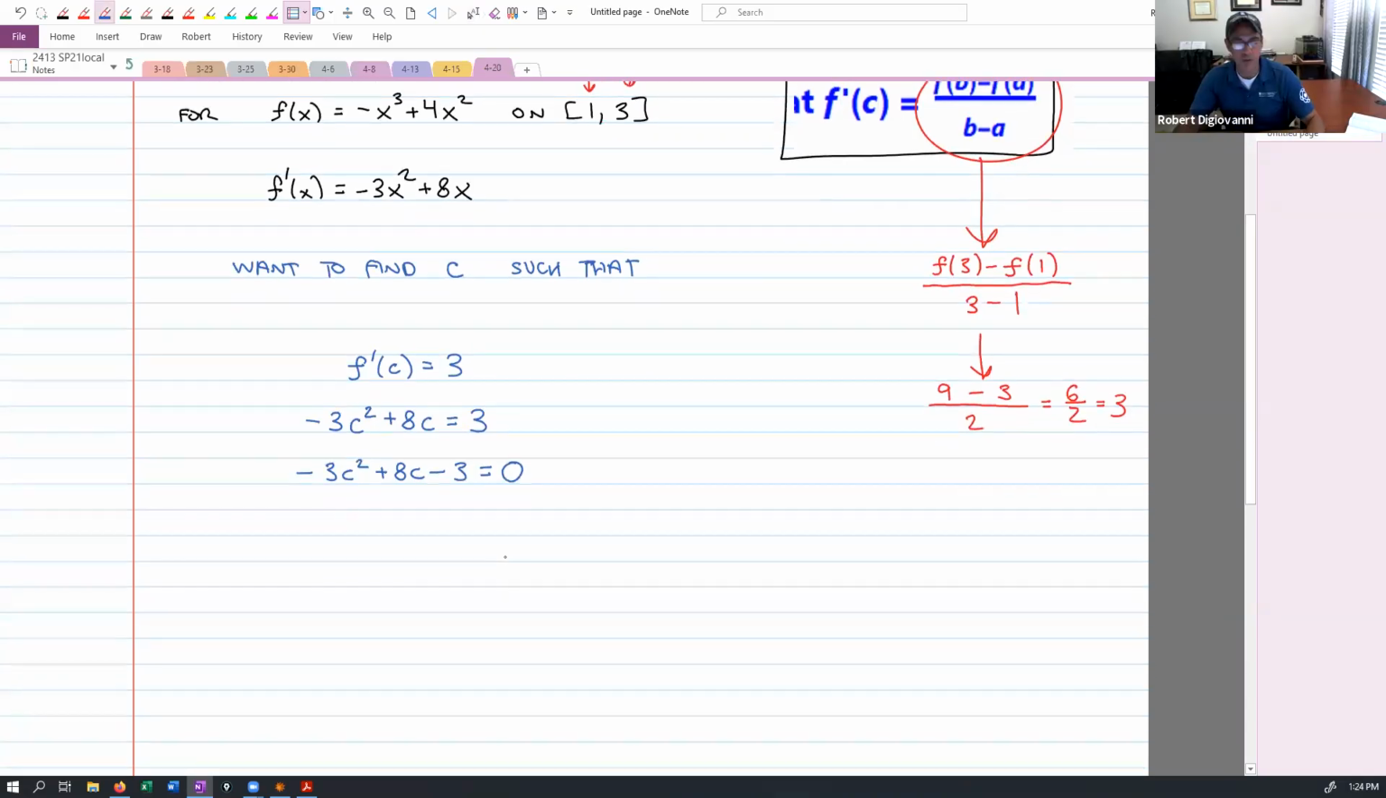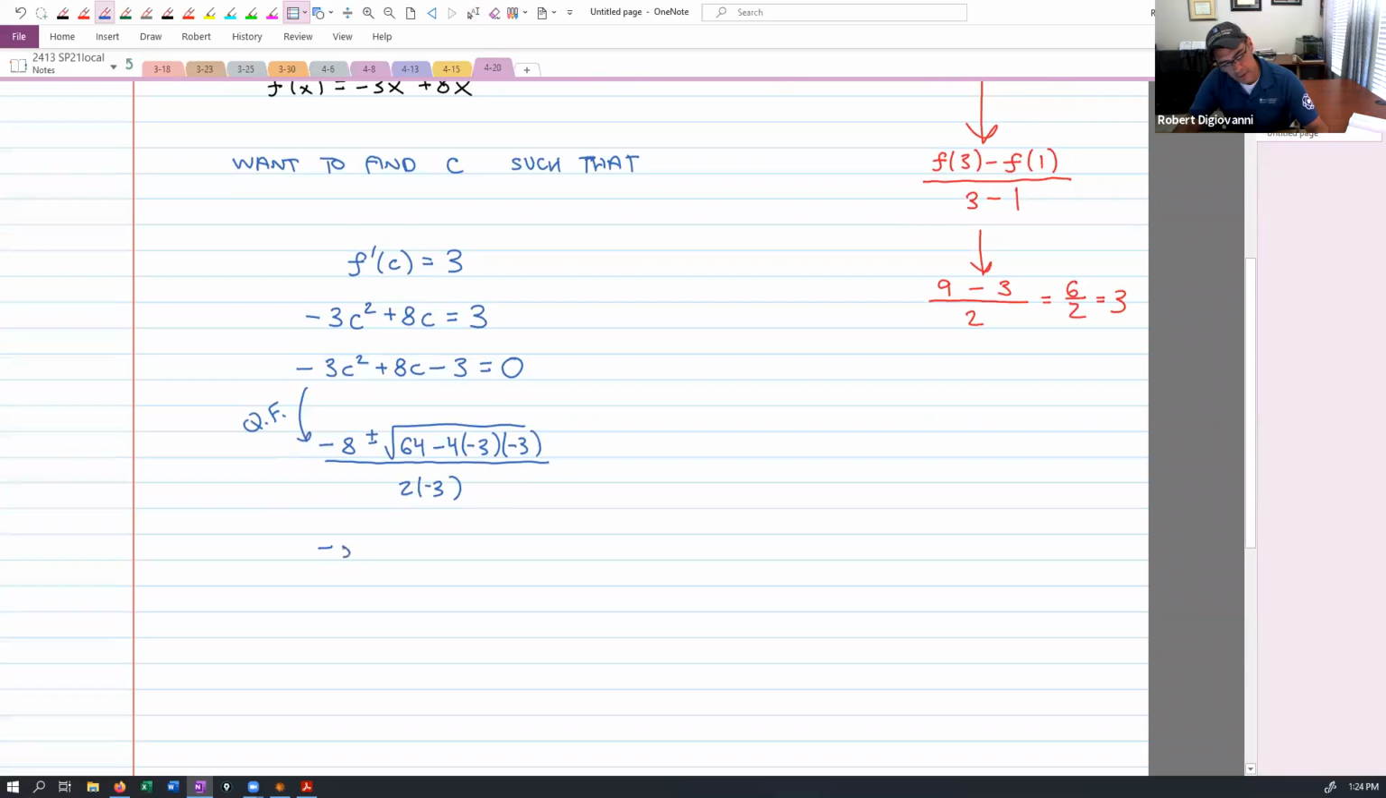And then you can solve this using the quadratic formula. So this is like the A, the B, and the C in the quadratic formula. I'm going to move quickly through this. The solutions are negative 8 plus or minus the square root of B squared minus 4 times A times C, negative 3 again, all over 2A. So from here to here, I'm using the quadratic formula, and this will give me negative 8 plus or minus the square root. Any questions? Let me get my calculator ready here.